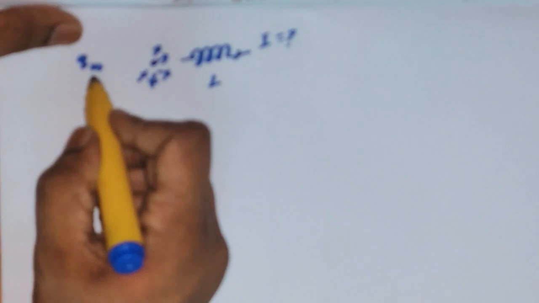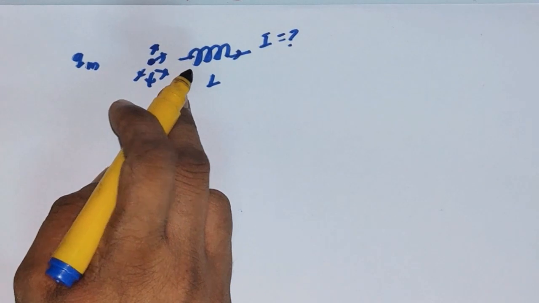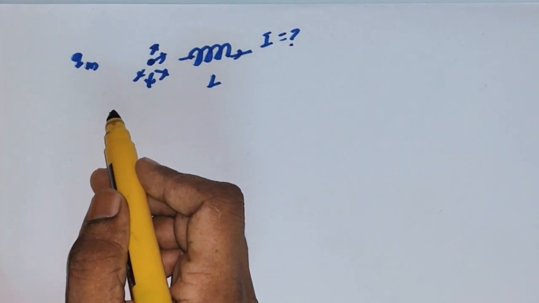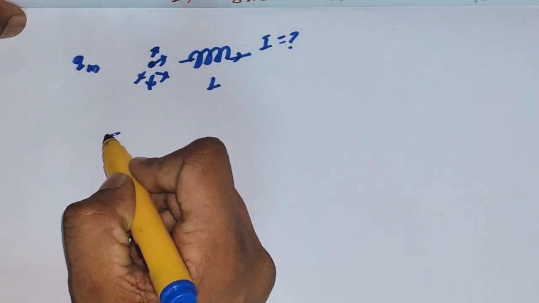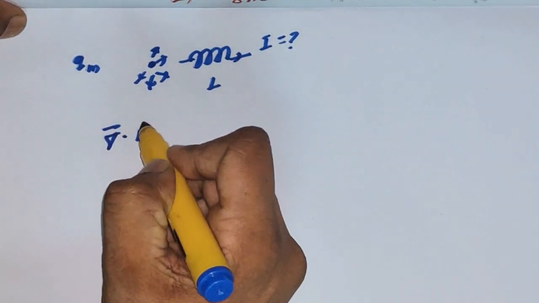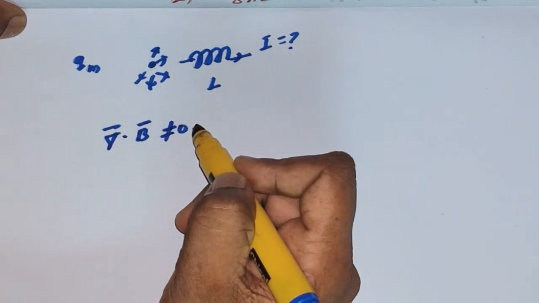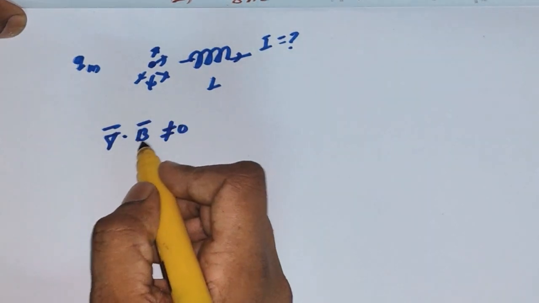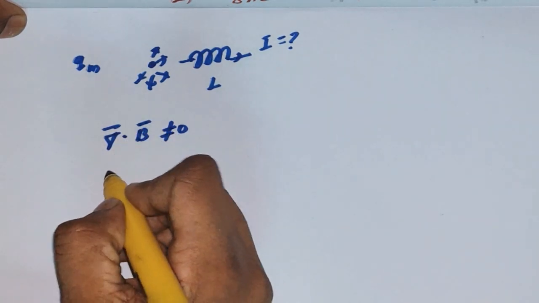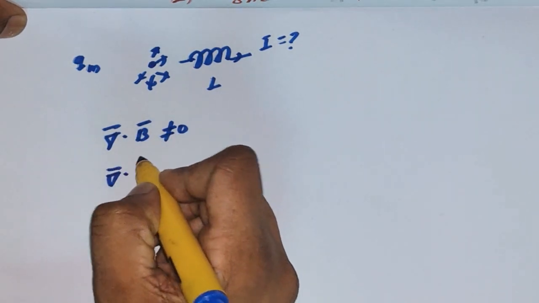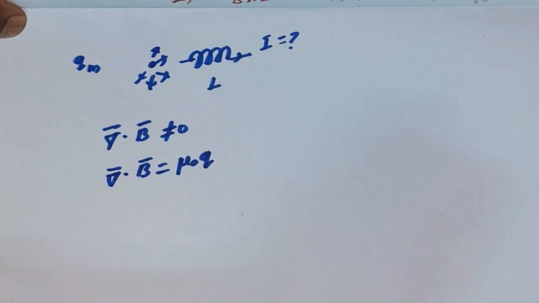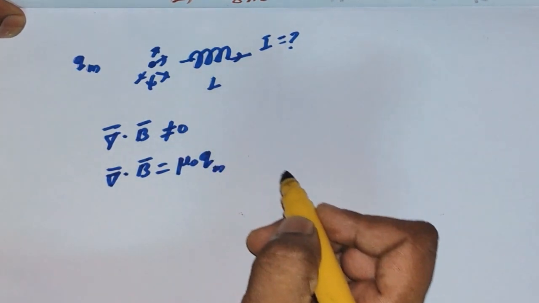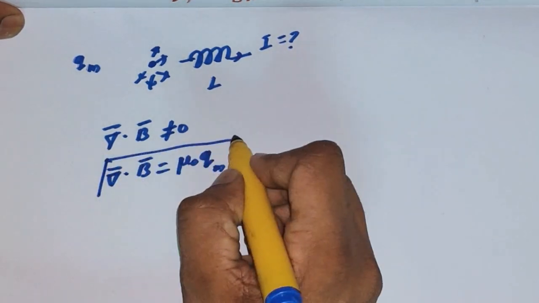First, if there is a magnetic monopole, we want to understand the second Maxwell equation. Del dot B is not equal to 0 if a monopole exists. Then there is a divergence of the magnetic field. So you can write del dot B equal to mu naught times the magnetic charge, the monopole charge QM. This is the first assumption we need to take.